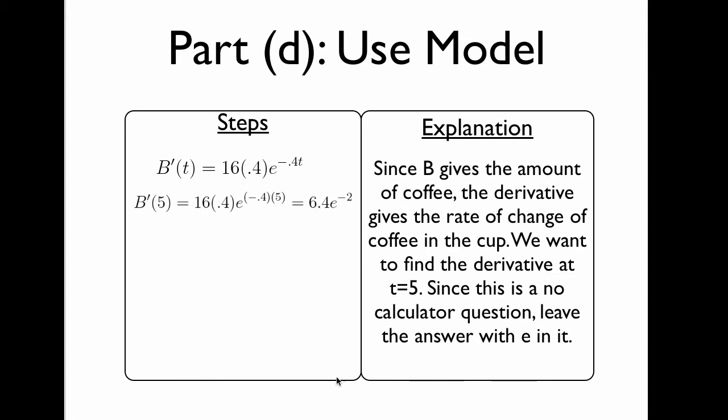Again, notice this is not a calculator question, so it is perfectly okay to leave the answer like that. Similarly, if you had pi in the answer or a square root that couldn't be simplified, like square root of 10, that would be okay to leave as the answer. On the non-calculator part, they don't expect you to do that by hand. Leaving 6.4 e to the negative 2 is the expected answer.